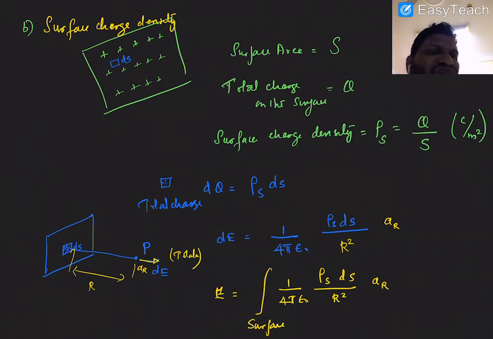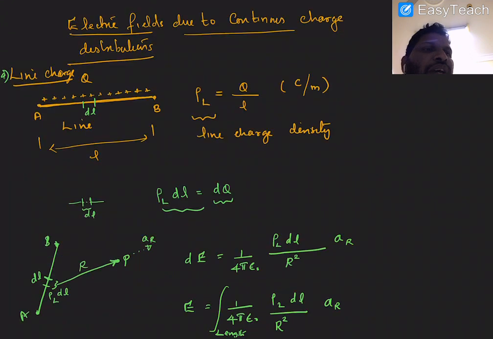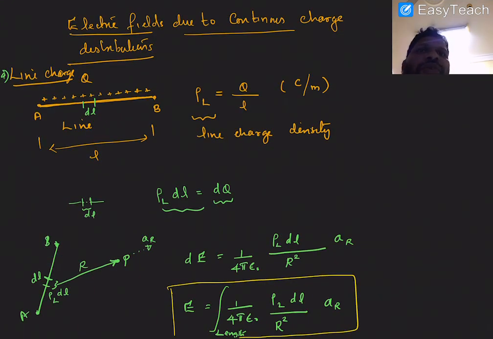Now this is the electric field due to the surface charge, and this is the electric field due to the volume charge. I hope it is clear to you.